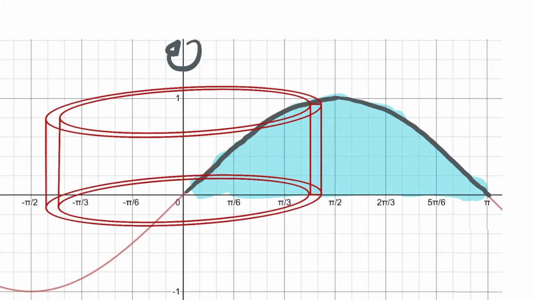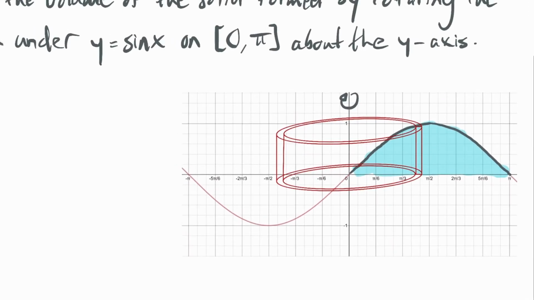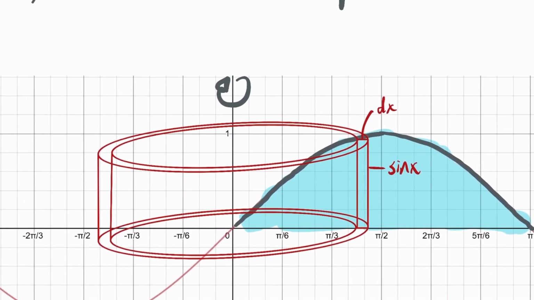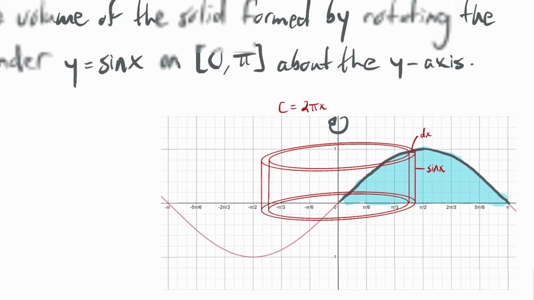So we need to find out what is the volume of that cylindrical shell, right? The thickness of the wall is dx, right? The height of the wall is sine of x, right? What is the circumference of the wall? Well, that's going to be 2 pi x, because the radius is x from the origin out to the wall, right? So that means that the volume, dv, is the product of those three things.